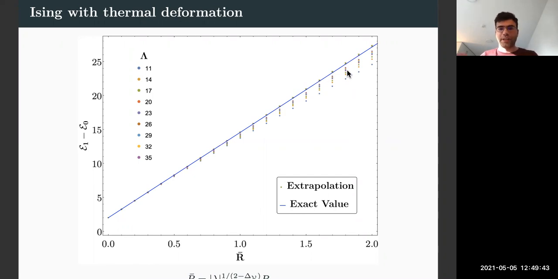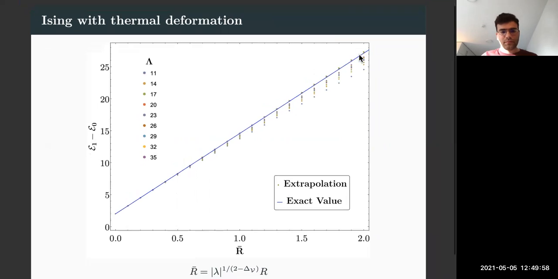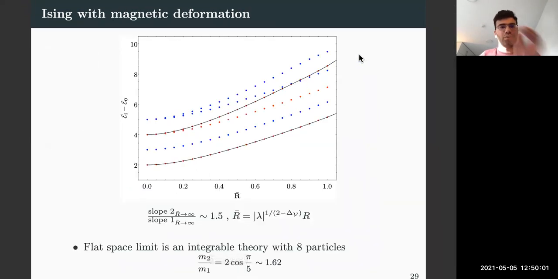Just note that we are really in a strongly coupled regime, because we started from 2, we are already at 25, and the difference is pretty small. So this is, again, another test of this prescription. Now I show you the Ising model.